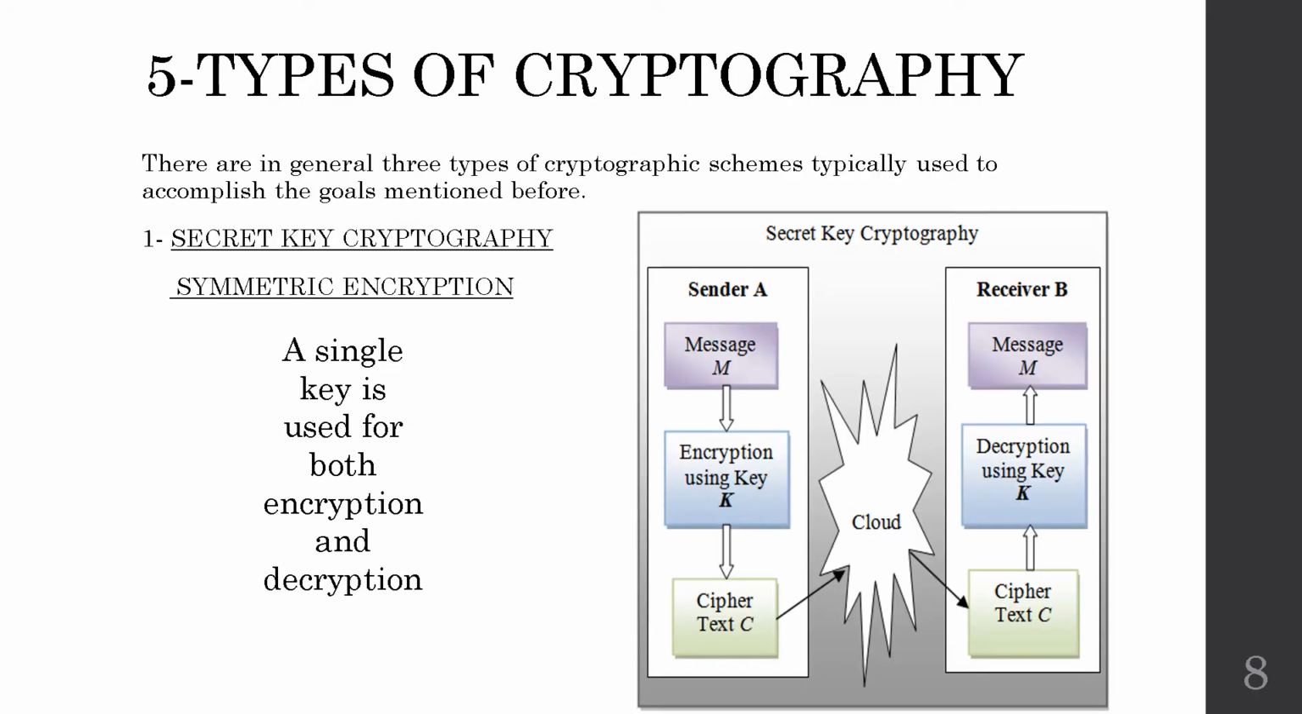Types of cryptography. There are in general 3 types of cryptographic schemes typically used to accomplish the goals mentioned before. I will start with the secret key cryptography. A single key is used for both encryption and decryption. A secret key cryptography is also called symmetric encryption. With this form of cryptography, it is obvious that the key must be known by both the sender and the receiver. The biggest difficulty in this approach is the distribution of the key.